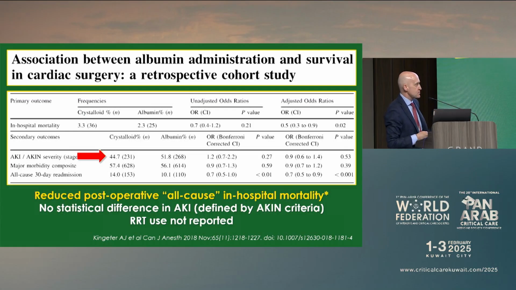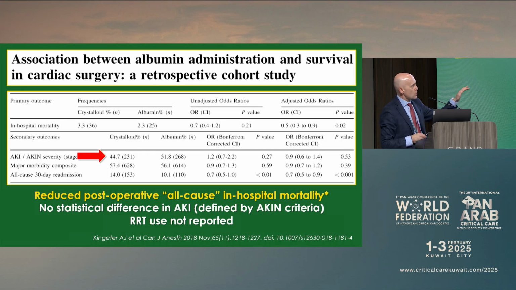This is a retrospective cohort study, using a large database in the US, looking at albumin exposure in patients undergoing cardiac surgery. What's interesting is that there are suggestions of an improvement in mortality associated with the use of albumin in cardiac surgery, and that albumin use was associated with a reduction in 30-day all-cause admissions or readmissions to hospital.